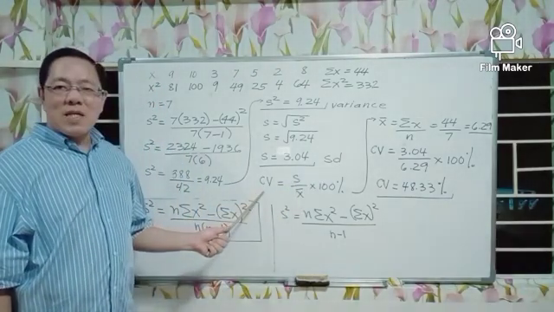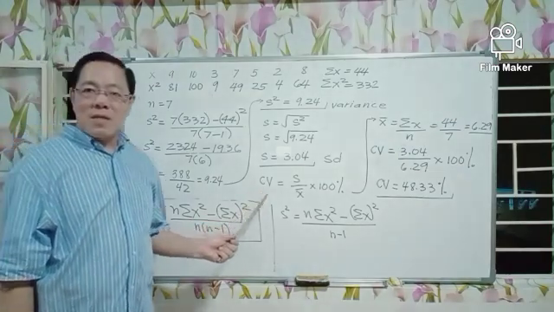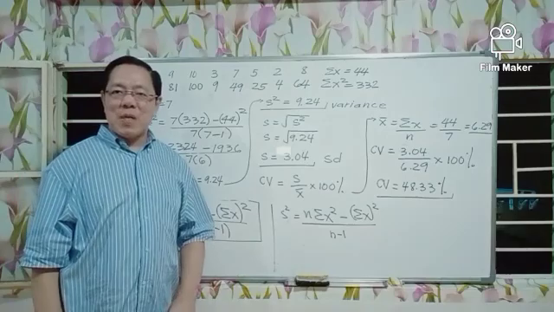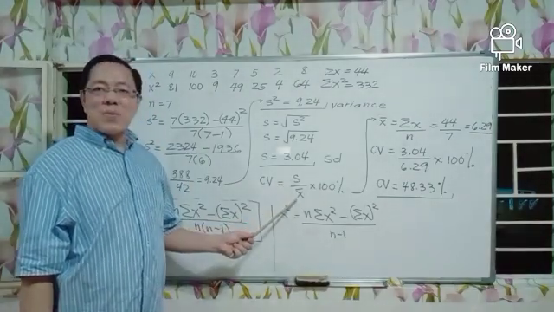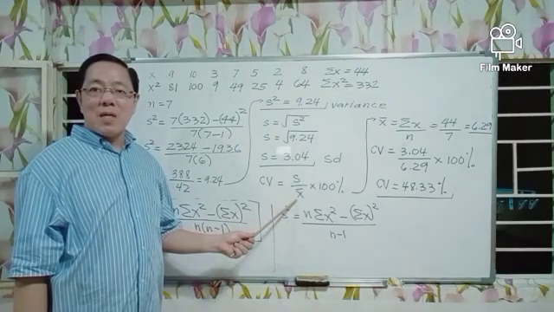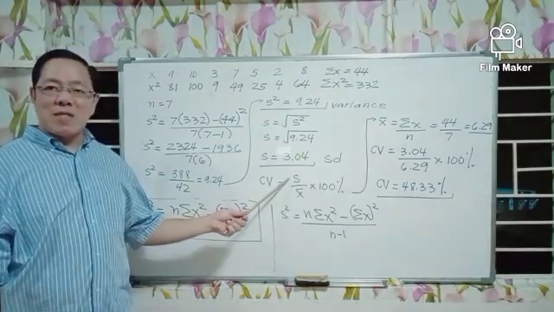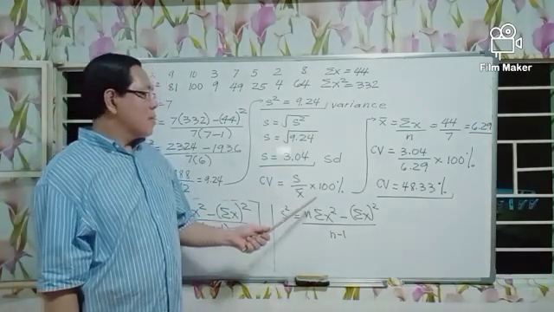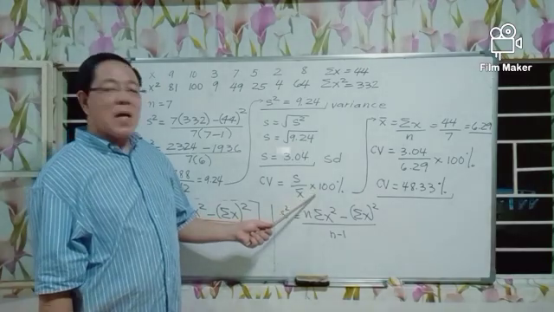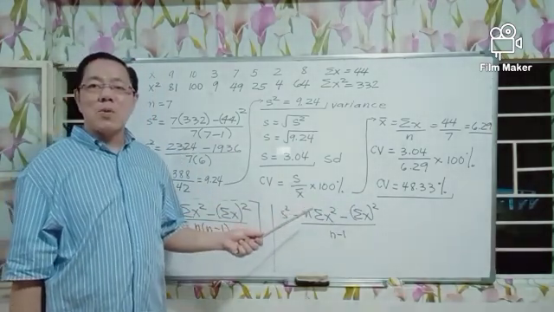Now we can calculate the coefficient of variation. We said in the earlier lesson that the coefficient of variation expresses the standard deviation as a percentage of the mean. That is why the mean x bar is in the denominator, because we want to express the standard deviation as a percentage of the mean. And we multiply by 100% to convert this quotient to a percentage.